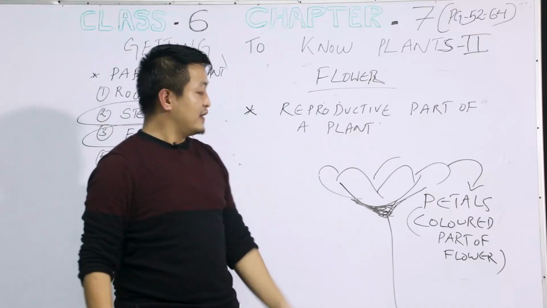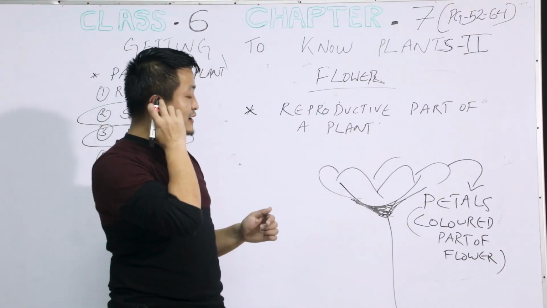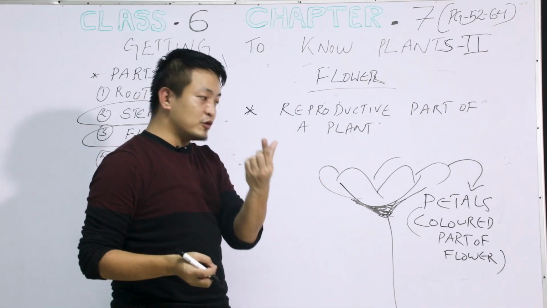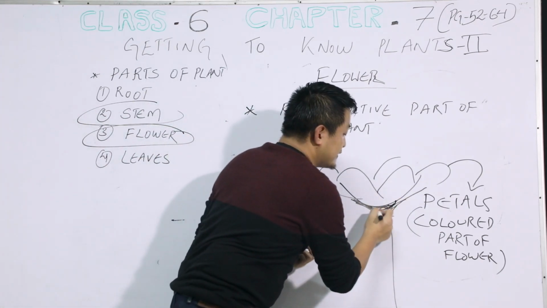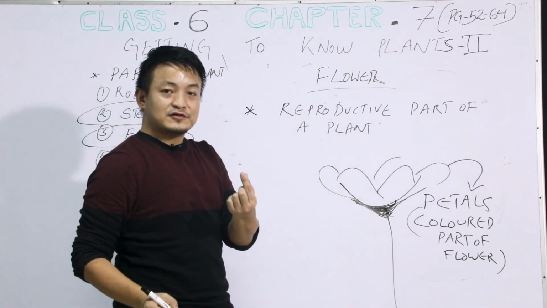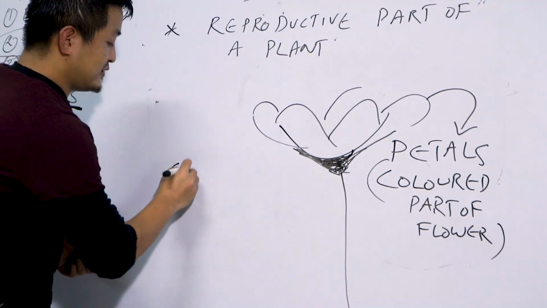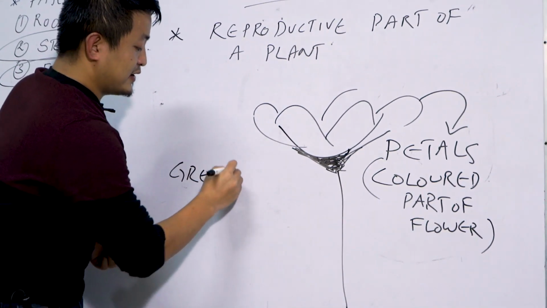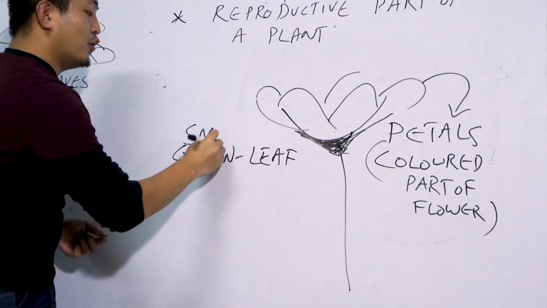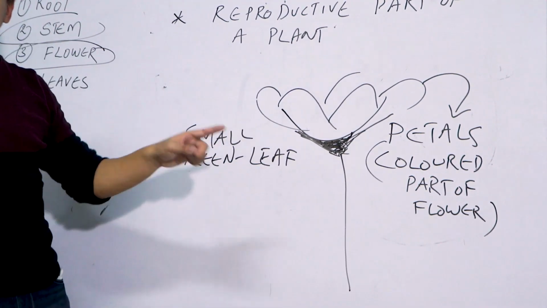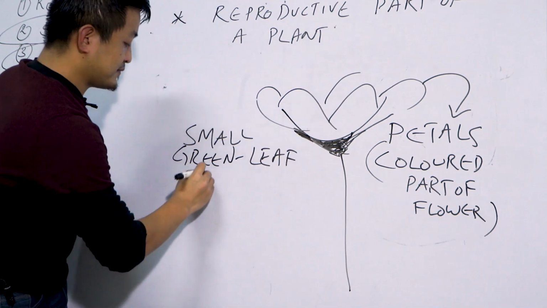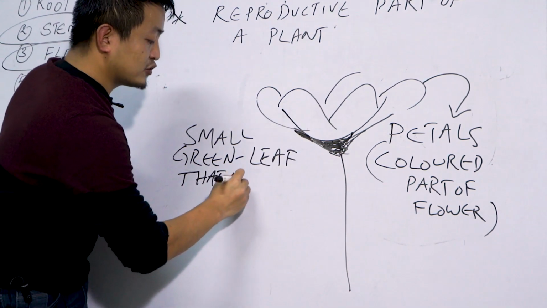Clear, students? Now the next one. Do you see just below that, in the outermost part, you will see a small green leaf-like structure that encloses the bud.